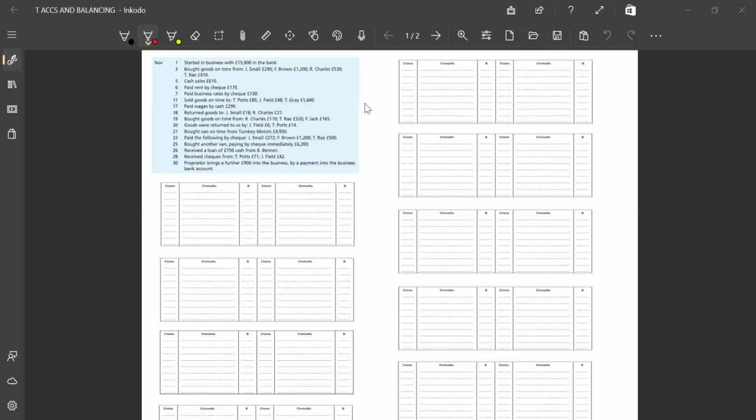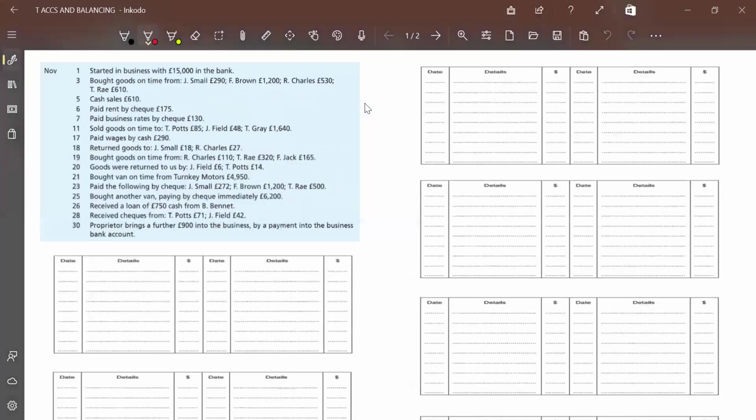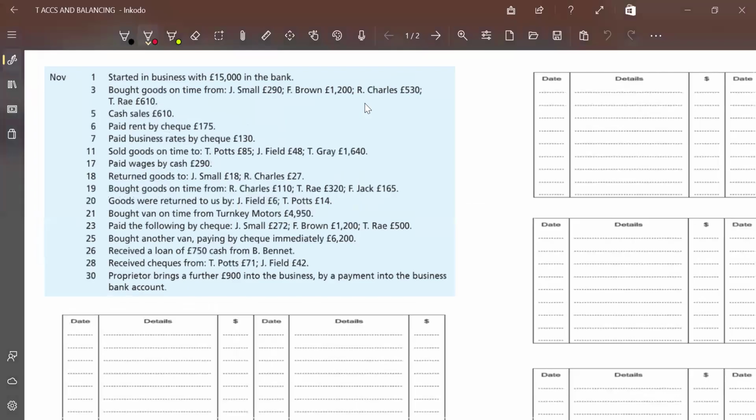Okay, so we're going to start off with T accounts, preparation of T accounts and balancing them. So I have a question lined up. It is a question from your textbook. It says, started in business with 15,000 in the bank.